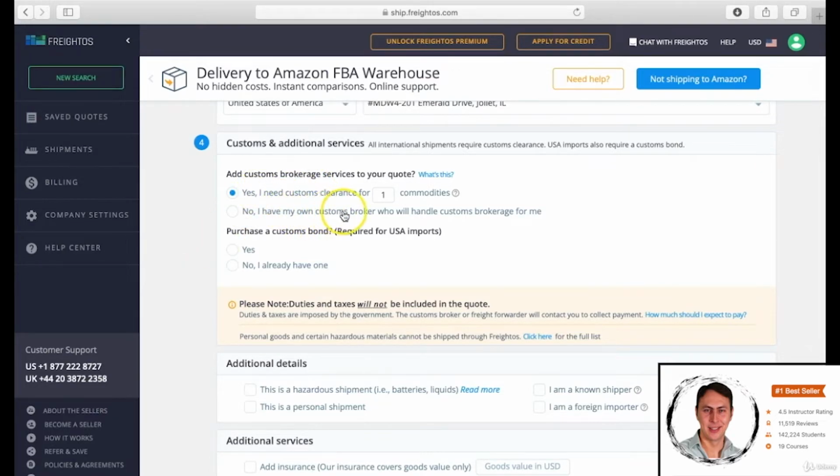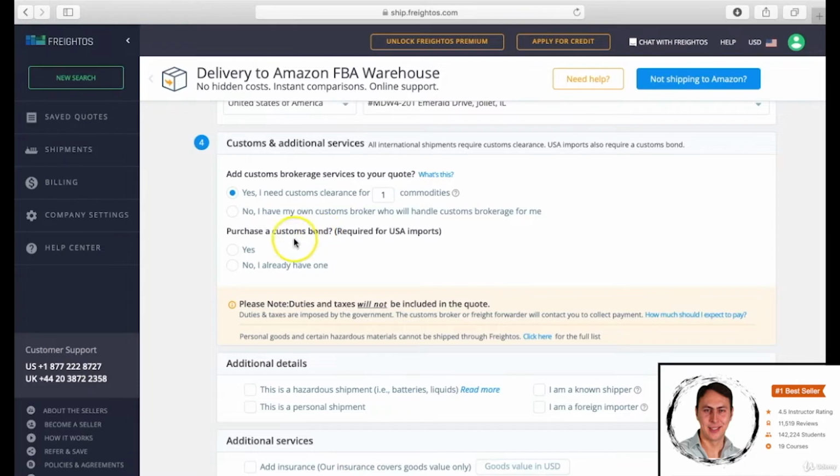On this page, you need to fill in some information related to the customs processes. Add customs brokerage services to your quote. If you have your own brokerage, you can select no. However, in the beginning, you probably won't have any brokerage, so you will select the above one. Actually, it is not necessary.